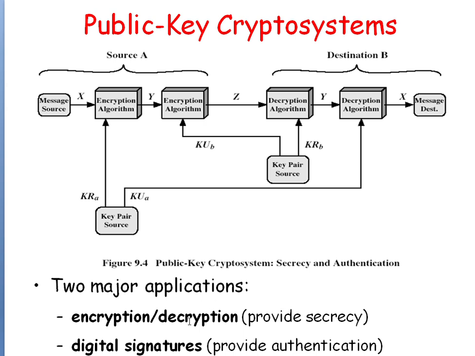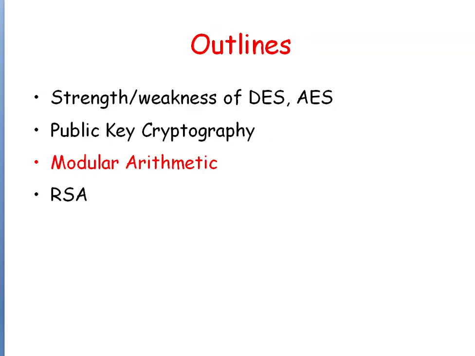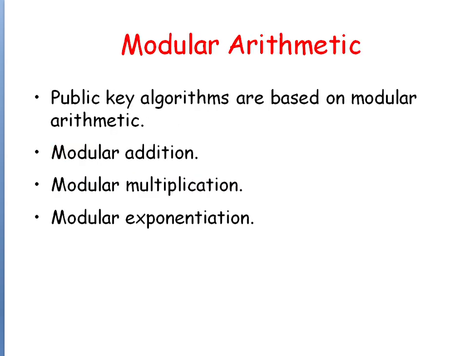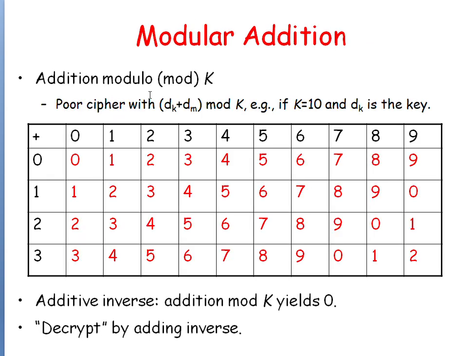Two major applications: encryption and decryption, which provide secrecy, and digital signature also. The digital signature provides authentication. Now comes a very interesting topic. Public key algorithms are based on modular arithmetic: modular addition, modular multiplication, and modular exponentiation. Addition modulo k: the cipher is dk plus dm mod k.